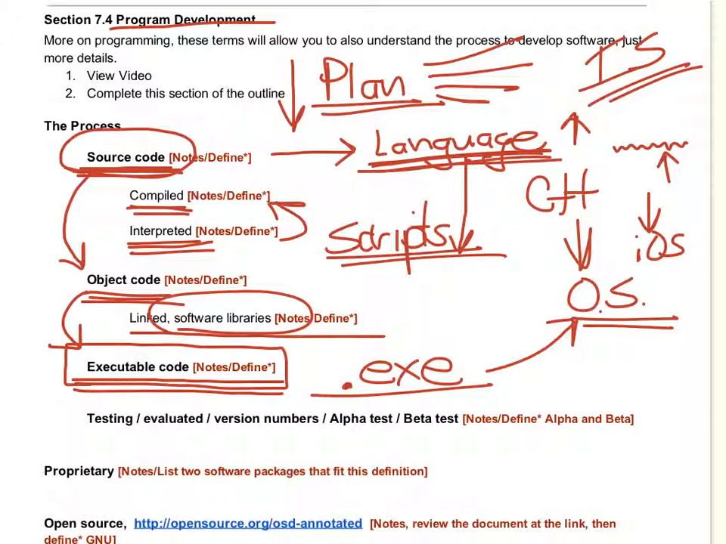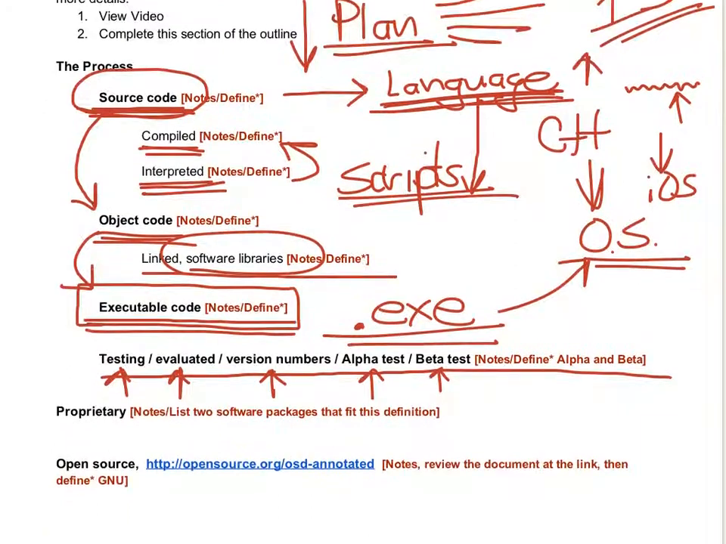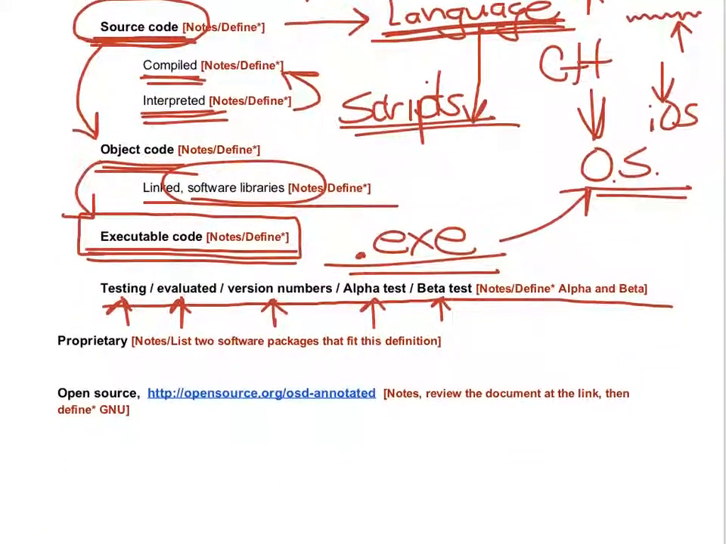Of course, once you get it compiled, test it, evaluate it. We have all these version numbers, alpha test, beta test, and so forth. Different levels before you can distribute your software. Now, this will be a little review, but maybe this will make a little more sense right now.